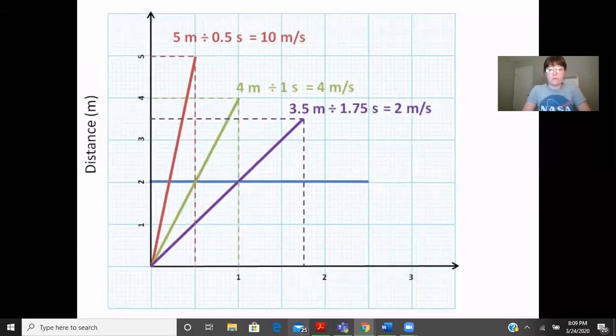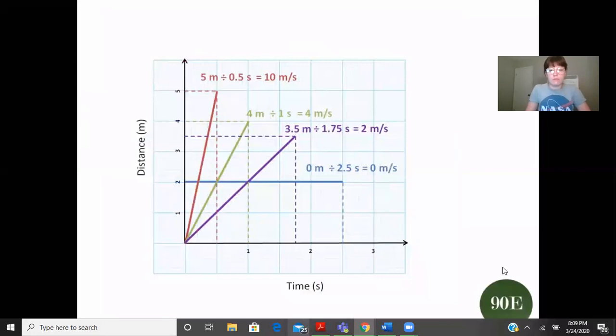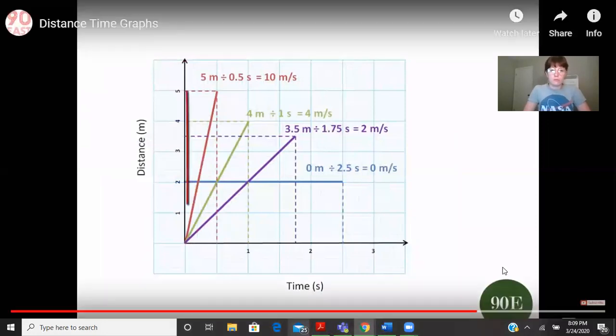And lastly, we've got the journey where the distance traveled is actually 0. So at time equals 0, the person was standing at the distance, and then 2.5 seconds later, they're still standing. So the distance traveled is 0 meters, the time 2.5 seconds. So that speed is 0 meters per second. So through these calculations, we have confirmed that the steeper the gradient, the faster the speed.